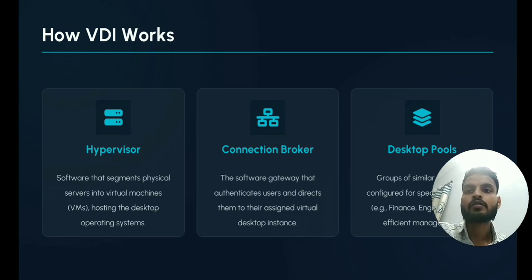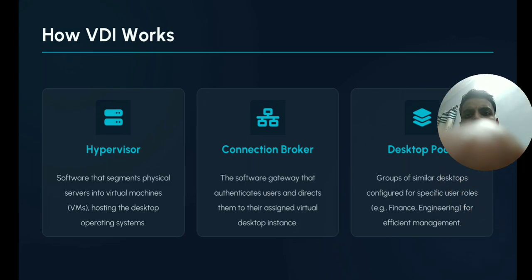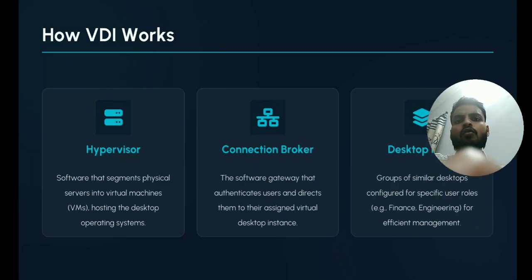Hypervisor: software that segments physical servers into virtual machines hosting the desktop operating system. Connection broker: the software gateway that authenticates users and directs them to their assigned virtual desktop instance. And desktop pools: groups of similar desktops configured for a specific user role, like finance or engineering, for efficient management.